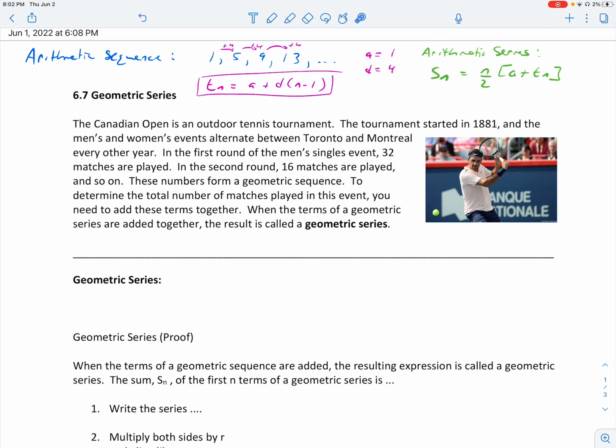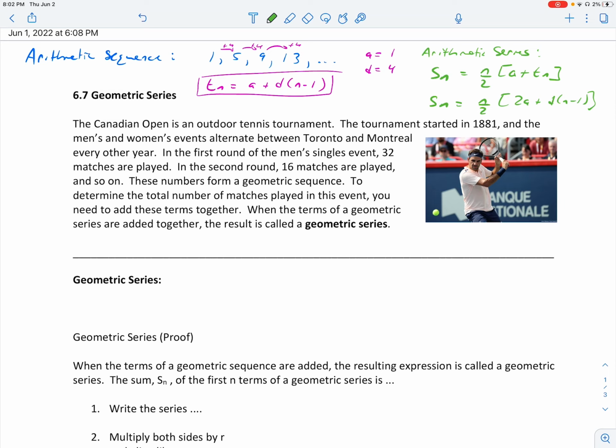If we don't know the last term, then we might take this explicit formula, substitute it in there, and rearrange the equation to get the second one: n over 2, times 2a plus d times n minus 1. So both these equations work well for finding the sum of those terms.